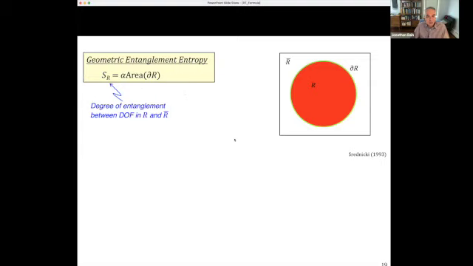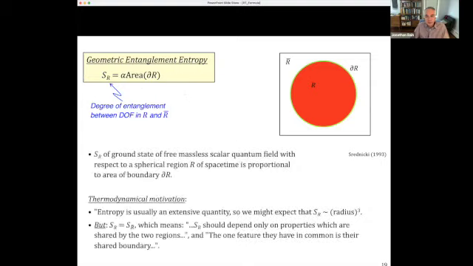This formula was derived by Srednicki in a 1993 article in which he calculates the entanglement entropy of the ground state of a free massless scalar quantum field with respect to a spherical region R of spacetime. He shows that it's proportional to the area of the boundary of R. To motivate this area formula, he makes the following statement, which I interpret as a thermodynamical motivation. He says, entropy is usually an extensive quantity. I assume he's referring to a thermodynamic entropy in this context. So we might expect the entanglement entropy S sub R to be proportional to the volume of the region R.